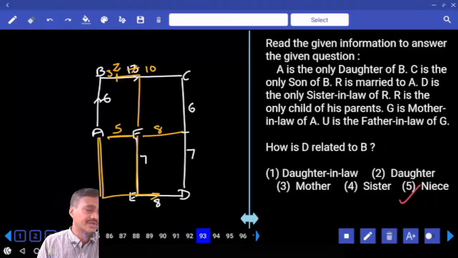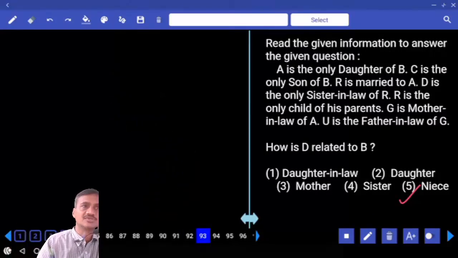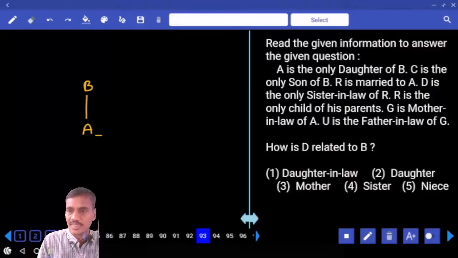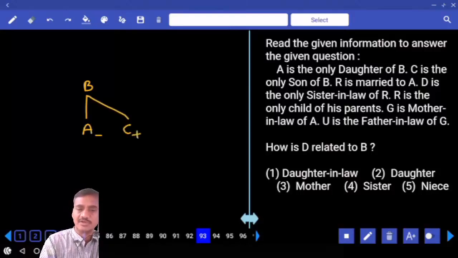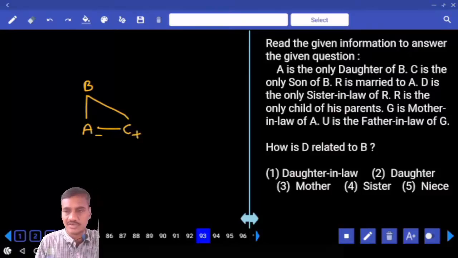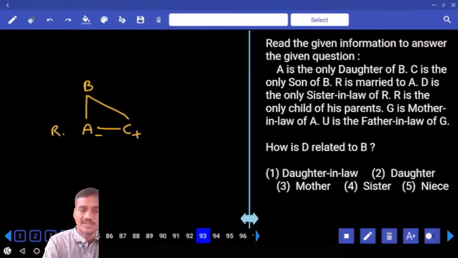Then 93 to 95, they are based on blood relations. Now in this blood relations, A is the only daughter of B. And who is this A? A is the only daughter of B, can be written like this. B is here, A is here, A is the only daughter, and C is the only son of B. Now that means this B is having only 2 children. One is A, the other one is C, one son and a daughter. And R is married to A. R and A are married to each other.